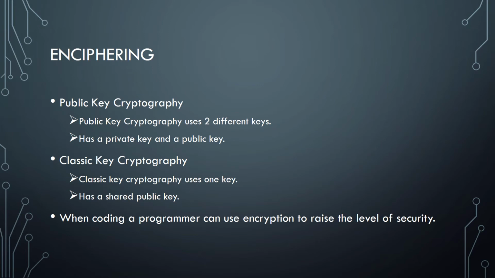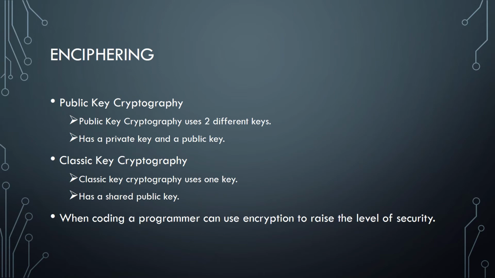The other type of cryptography that is used is known as classic key cryptography. Classic key cryptography uses one key, a shared key. In other words, classic key cryptography uses a single shared key. When coding, a programmer can use encryption to raise the level of security. This is largely due to the fact that the information that is being read, written, or transferred cannot be easily decoded. Because of this, it is more secure.